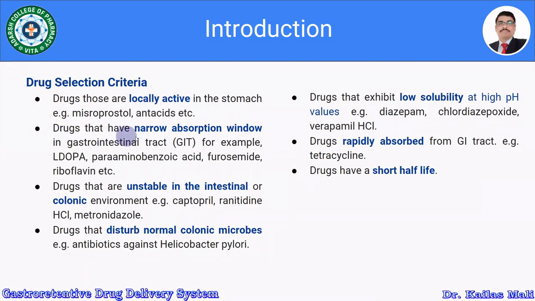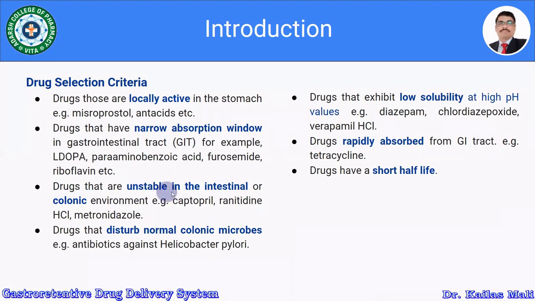Drugs that have a narrow absorption window in the gastrointestinal tract, for example, levodopa, para-aminobenzoic acid, furosemide, riboflavin, etc. There are certain drugs which have a narrow absorption window. Such drugs are suitable for the gastroretentive drug delivery system.